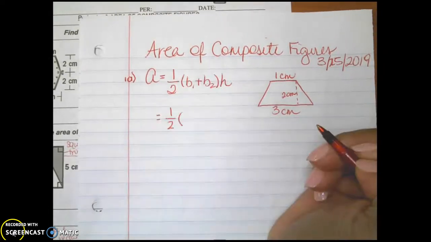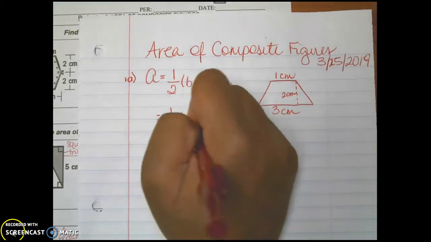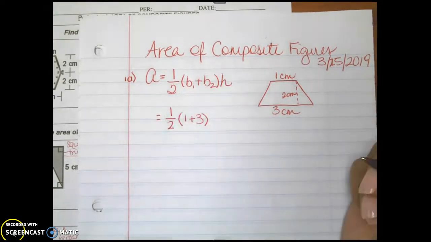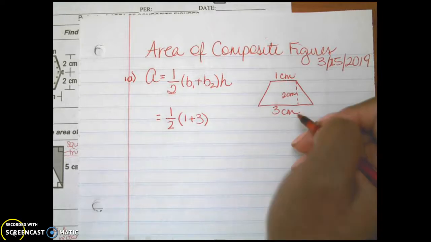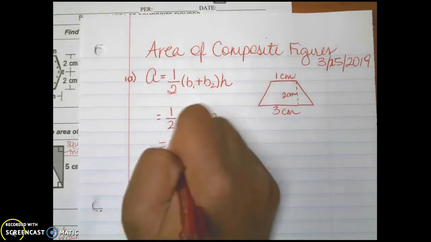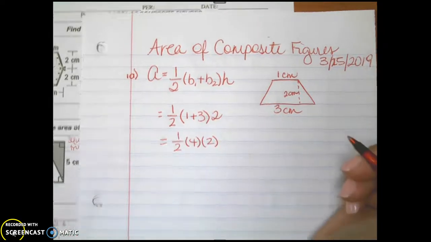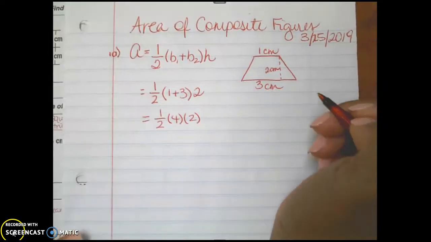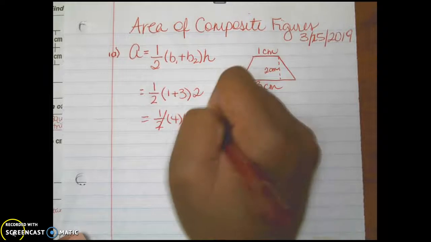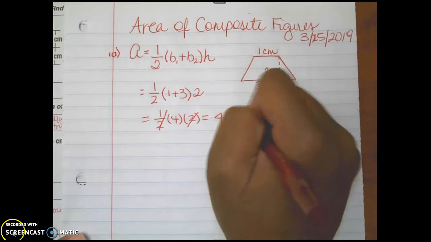1/2. What's base 1 and base 2? 4. 1 plus 3, 3 plus 1, whatever. And then my height? 2. Okay, you said it's 4 times 2. What happens to the 1/2 and the 2? They cancel out. What am I left with? 4. That's for what? 4 centimeters.